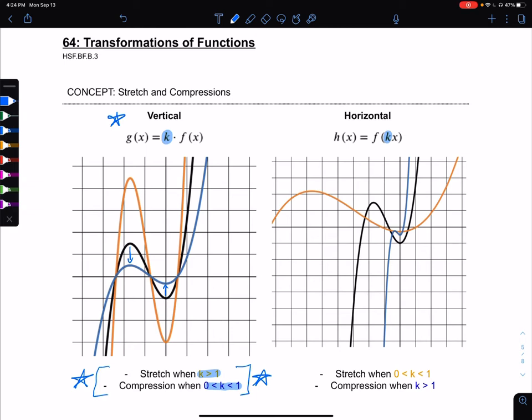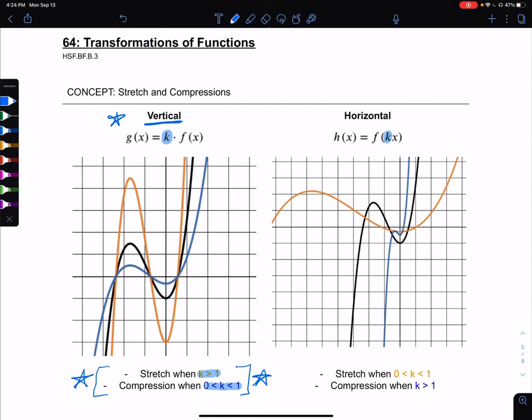So think of it as pressure from the top and the bottom, pushing it vertically, compressing it towards the x-axis. So one more time, a compression would be if it's between 0 and 1, we're pushing our graph towards the x-axis, and a vertical stretch, keyword here being vertical, is when our turning points are getting pulled away from our x-axis.